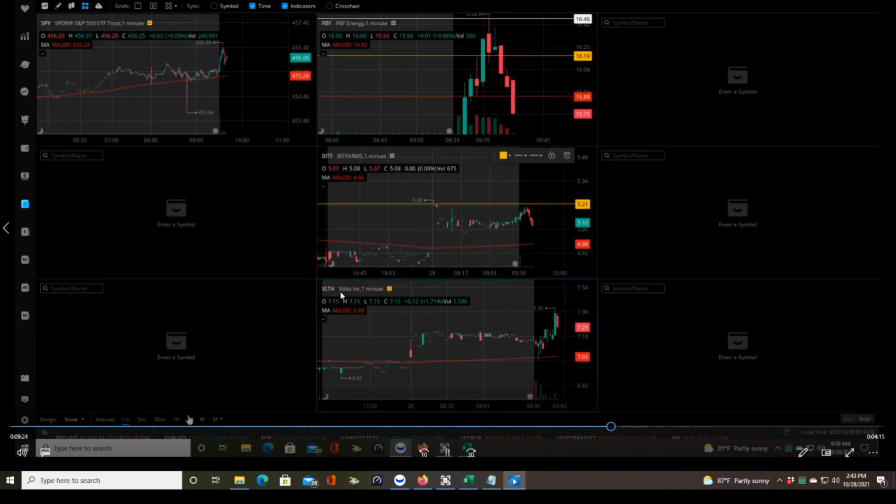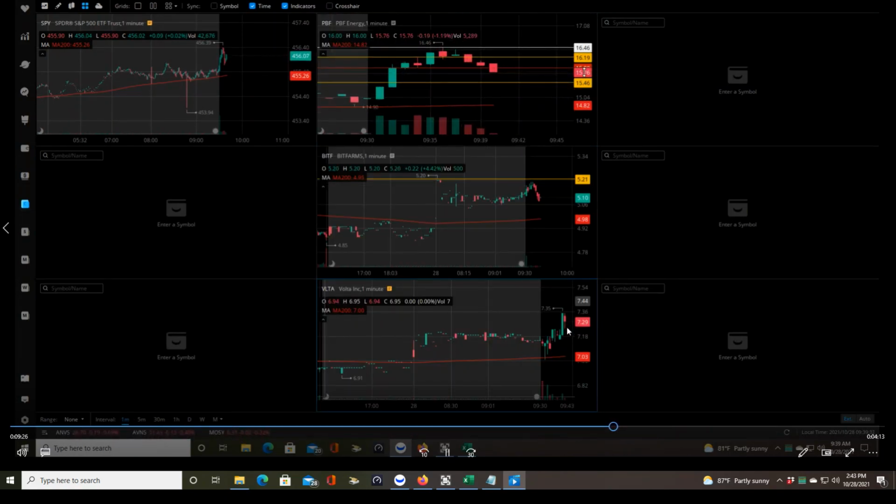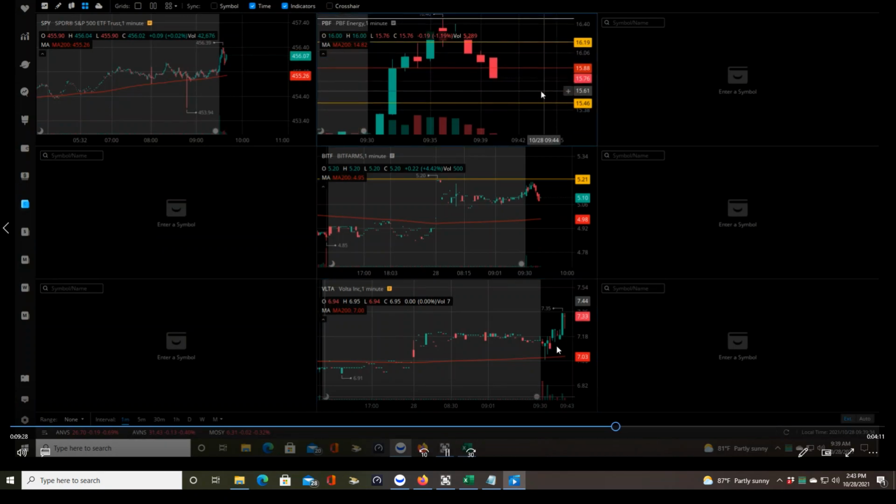Then you had something like a VLTA, which looked kind of decent. It was chopping around a lot, but did not have the daily chart requirement. It was trading below the 200 MA on the daily, so I can't take a trade on that no matter what. And then here is PBF. It's now trading below that level, so I can no longer look for an entry.